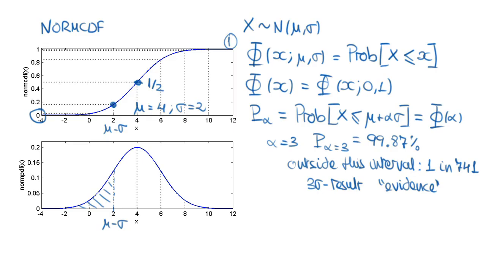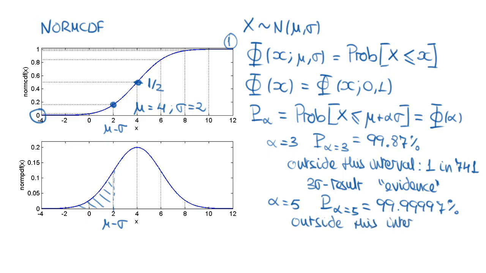Let's compute the same quantity for alpha equal 5. The probability of observing a result which is below mu plus 5 sigma is very, very close to 1. It's 99.99997%. Assume now that you are outside of this interval, so you obtain a result which is beyond mu plus 5 sigma. Well, this would happen by chance once in every 3.5 million experiments.